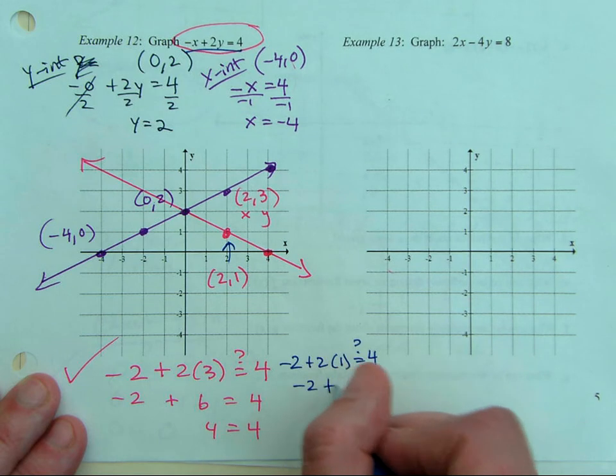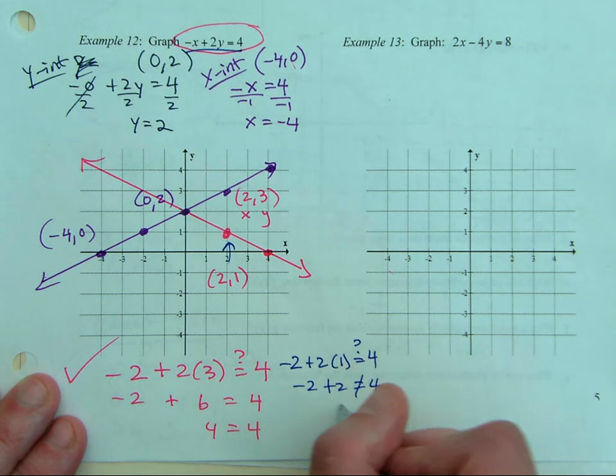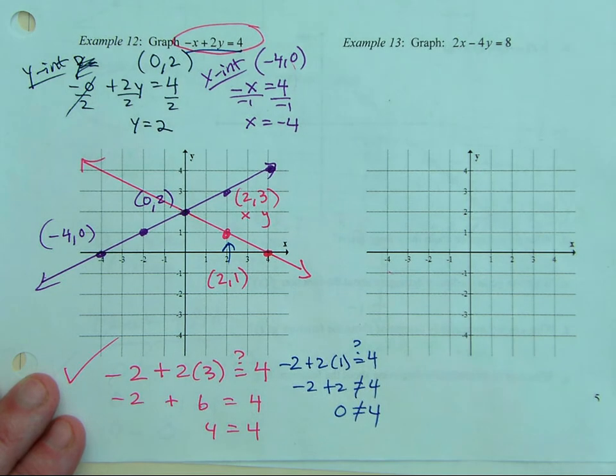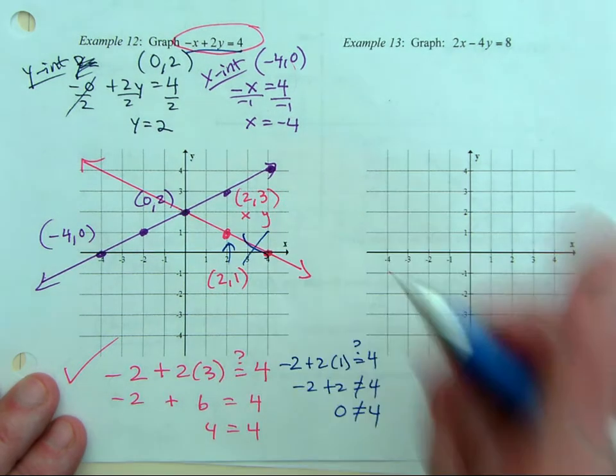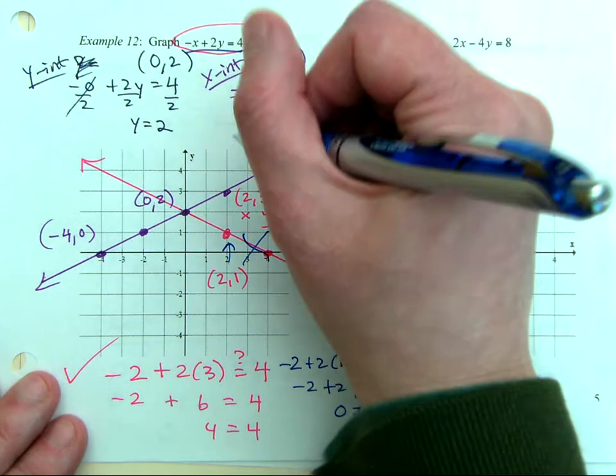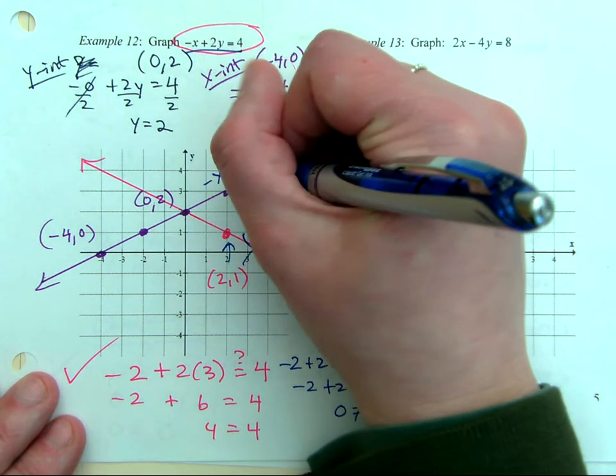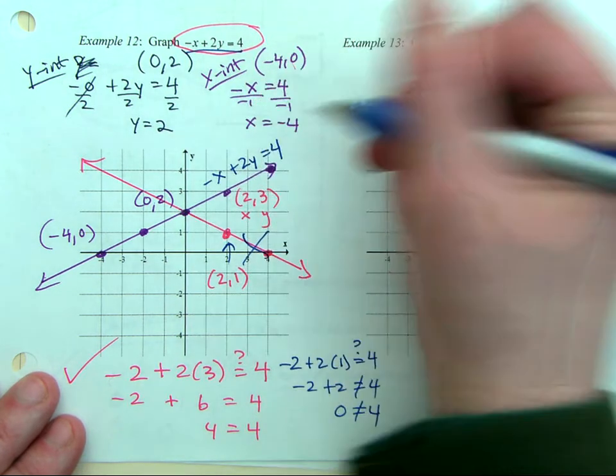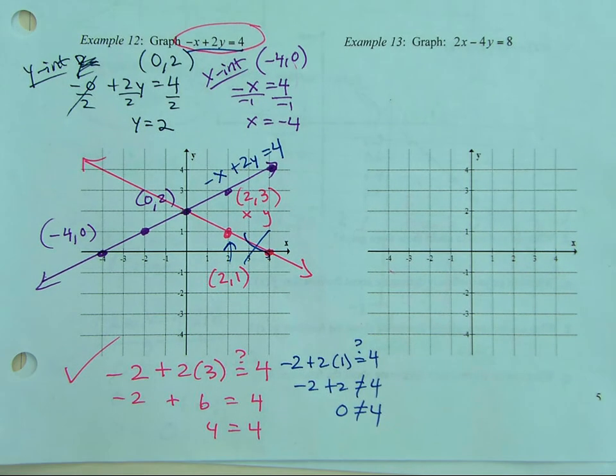Negative 2 plus 2 is not equal to 4, right? Because 0 does not equal 4. So that's why we know that line is not correct. This is the line negative x plus 2y equals 4. I have two lines on there, so that's why I just wanted to clarify.